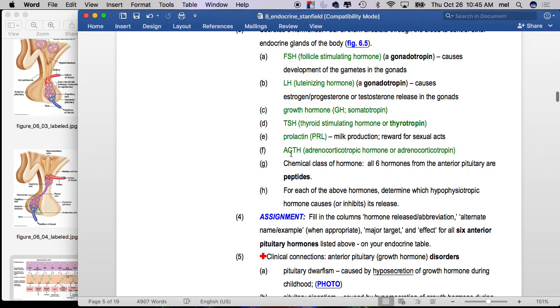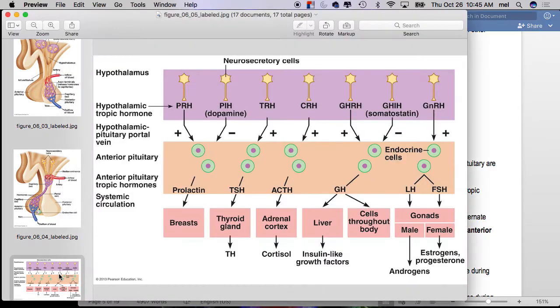Okay, so now the last one is ACTH. ACTH is adrenocorticotropic hormone. Where's it headed? Adrenal cortex. Yes, it's going to the adrenal cortex, and what it will do is cause the release of cortisol ultimately. So let me give you a preview of things to come, because you're not ready for this yet, but I want to show you what you will need to do eventually.